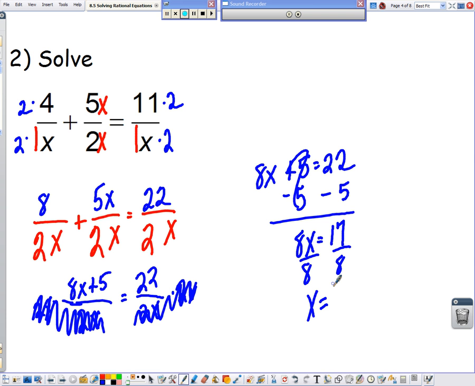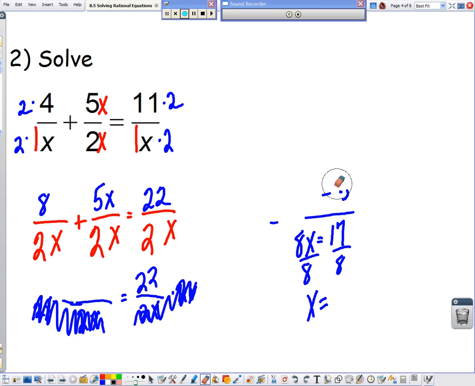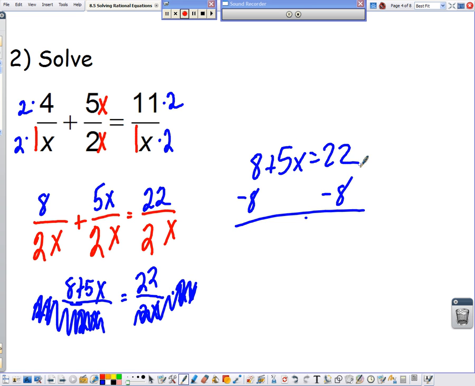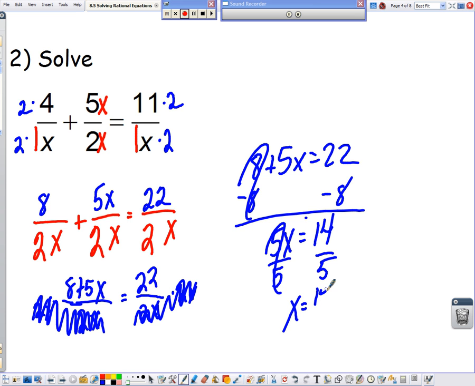Oh wait a minute, let's back up a second. I apologize. I made a mistake right here. Scratch this. 8 plus 5x. So we get 8 plus 5x equals 22, minus the 8. So 5x equals 14, and I divide by 5. So x equals 14/5.